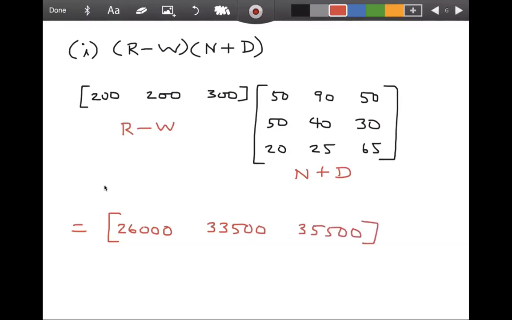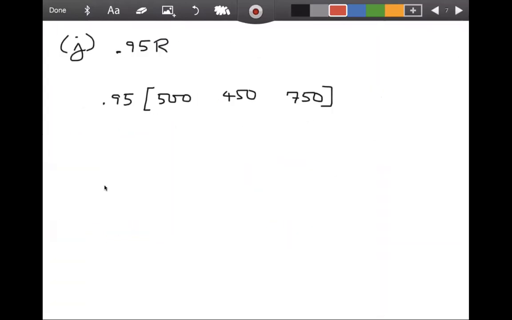All right, and lastly, we have part J, which is the easiest one. They just want to know what is 0.95 R, and then we could talk about what that might represent. So you just multiply each of these entries by 0.95. Let's see if I can do this in my head. That's going to be 475. I think I can do 450, but I don't want to get it wrong. One of my favorite sayings is don't be a hero. If you have the calculator within reach, go ahead and use it.